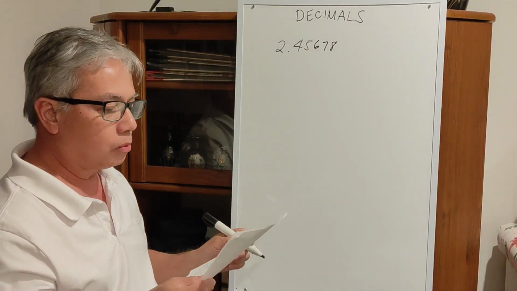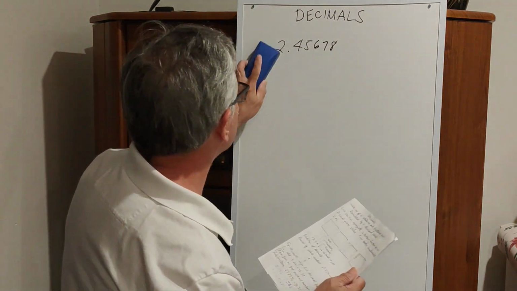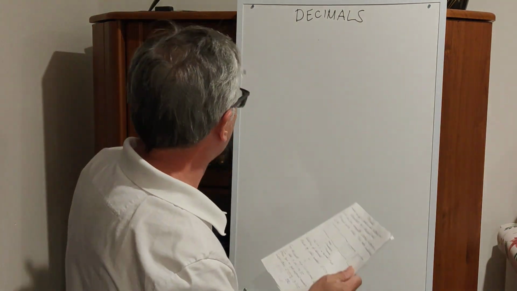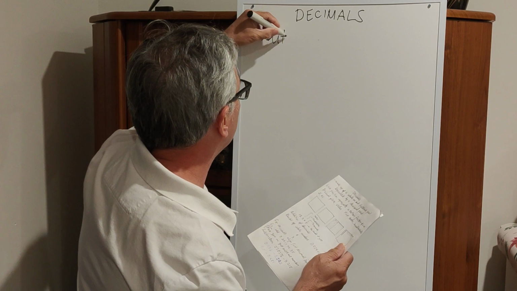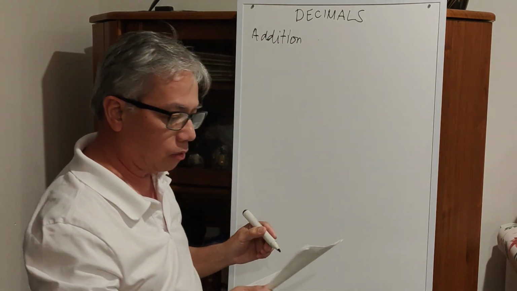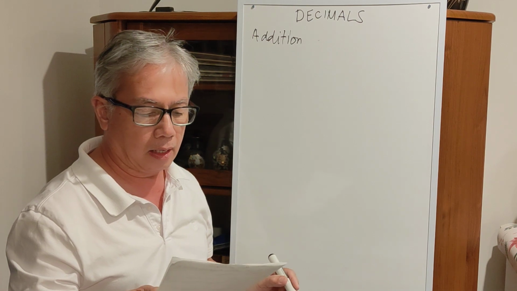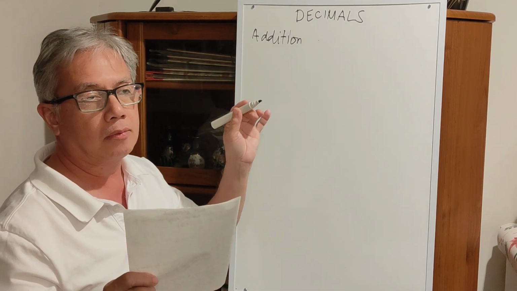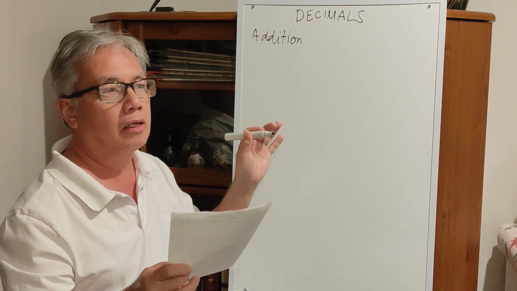Now we go to addition of decimals. So for addition of decimals, the important thing is you have to align the numbers with the correct position.